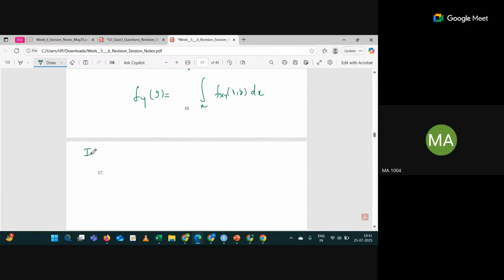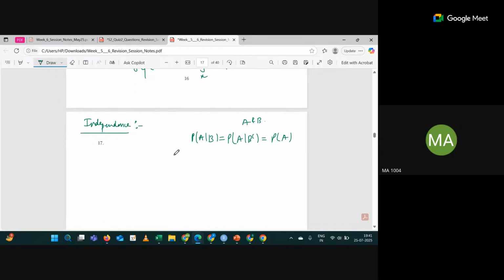And there is something called independence. Don't worry, we'll solve some questions. If you have two events A and B, you will say these two are independent if probability of A given B equals probability of A given B complement equals probability of A. Means happening or non-happening of the other event doesn't affect the happening of the one event. That's the meaning of independence. If I write probability of A given B as probability of A, I will say A and B are independent, right?